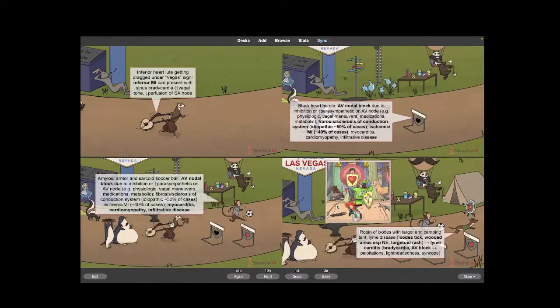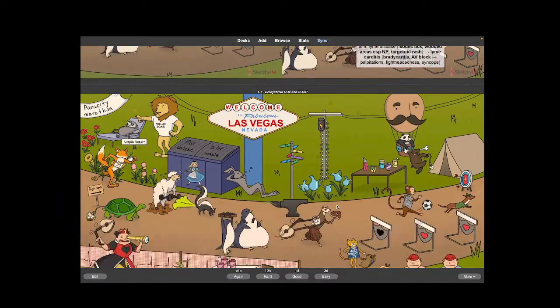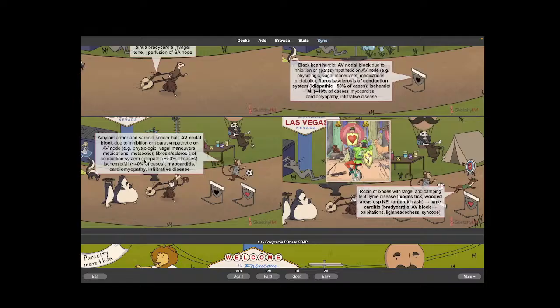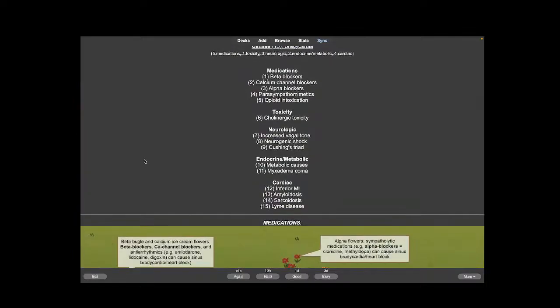Amyloid and sarcoid. What? Amyloid. Myocarditis, cardiomyopathy, infiltrative disease. Why do you do this? Like, this is just come on, bro. Sarcoidosis can cause it. Is that what they're trying to say? Ixodes, tick. There's so many. They did so many things here. Like, why did you put a sarcoid soccer ball? They put so many in here. There's a lot.